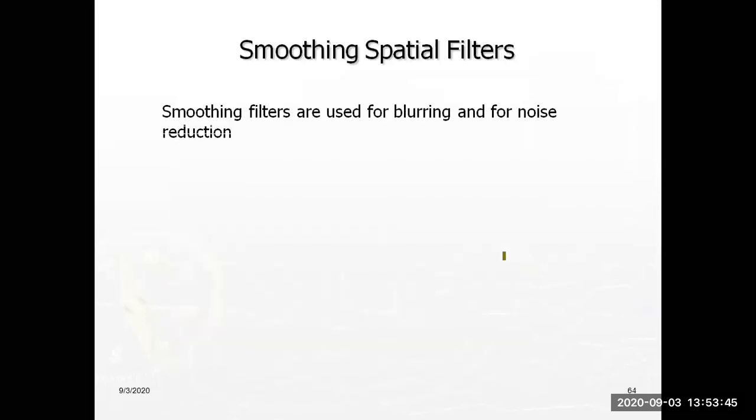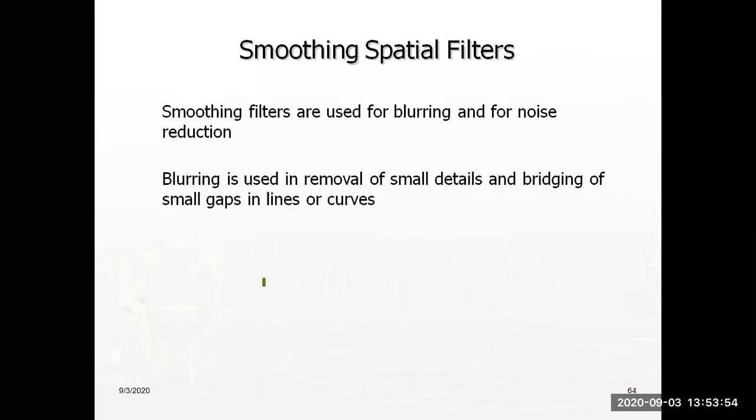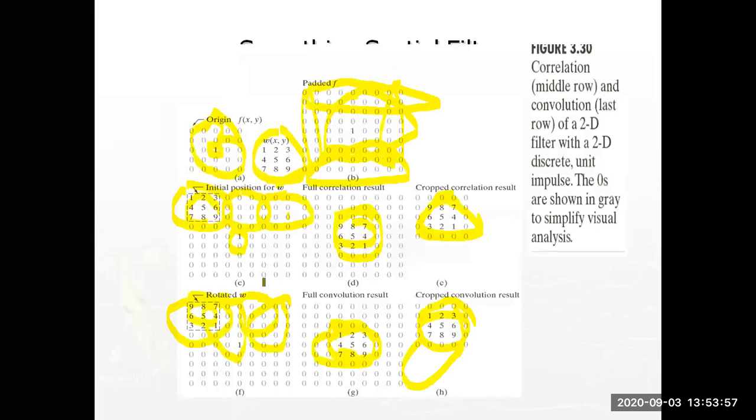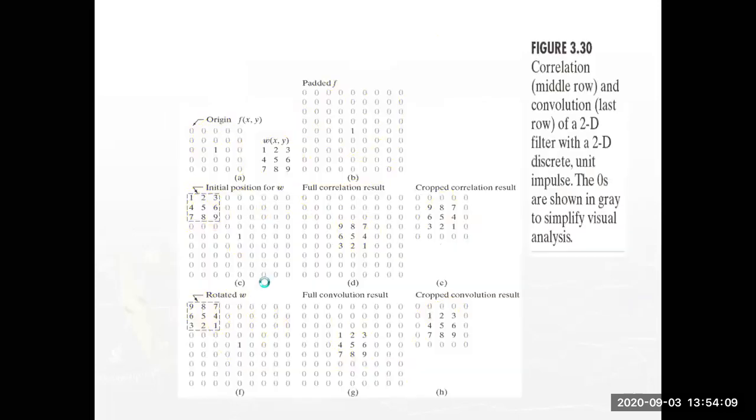In the next class we will discuss spatial filters, or smoothing filters: how we smooth and how we blur. For smoothing and blurring of our image, we have different types of filters. Smoothing means blurring, and how it is possible we will discuss in the next class. With this, I am concluding today's class.